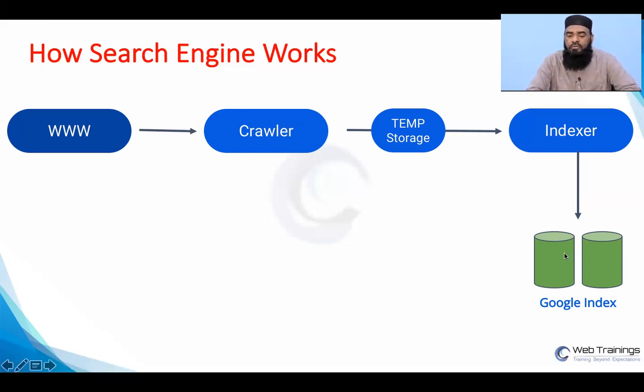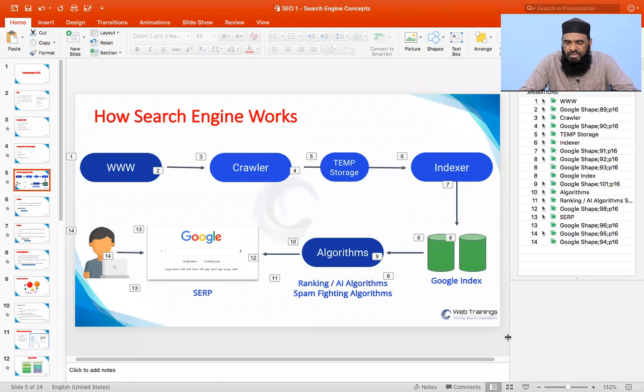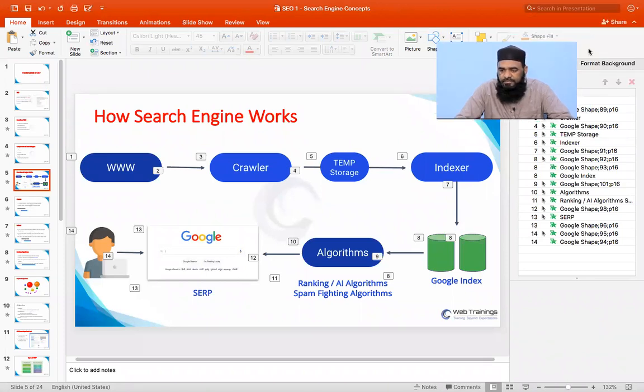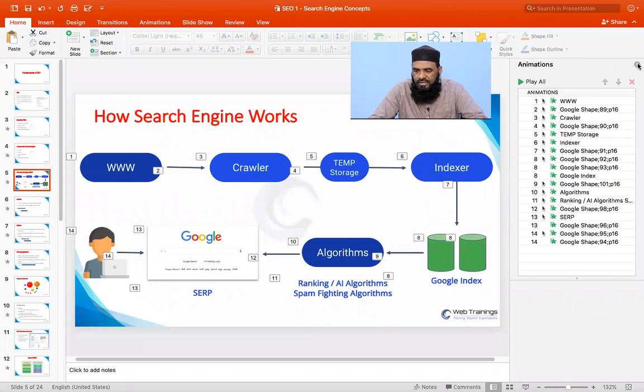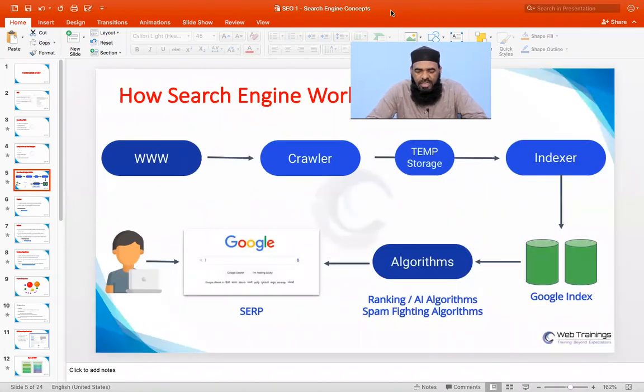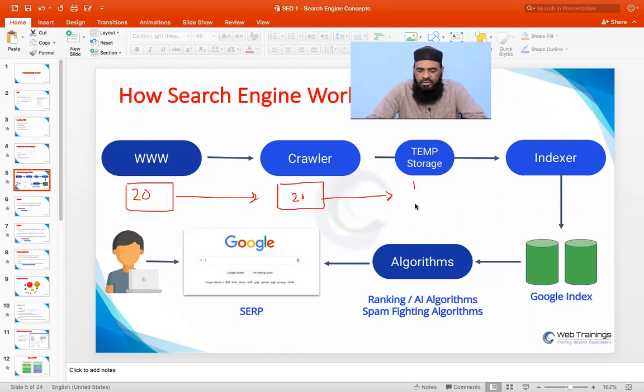Now I will tell you one very important point about a real-time issue we are facing today. The real-time problem we are facing in SEO today is, let's say I have a website with 20 pages. Now imagine that in my website I have 20 pages. 20 pages have been taken by the crawler, and these 20 pages will go to the temporary storage.